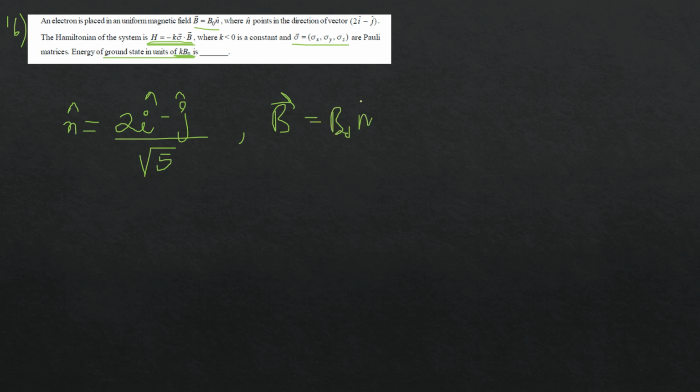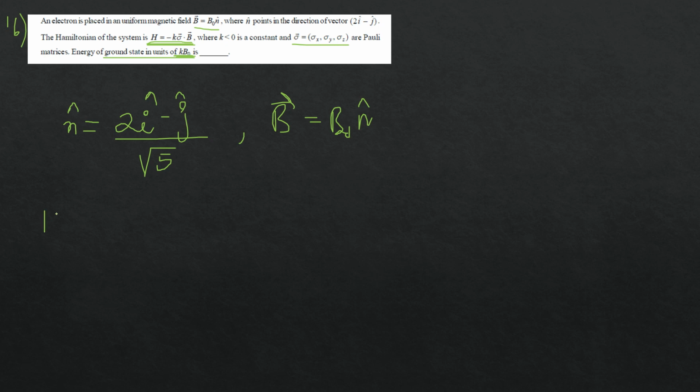All right, so let's do it. The vector is given, so what is the unit vector along this? The unit vector n cap is equal to 2 i cap minus j cap whole divided by root over 4 plus 1, that is root 5. So n cap is 2 i cap minus j cap by root 5, and the B vector is equal to B naught n cap.